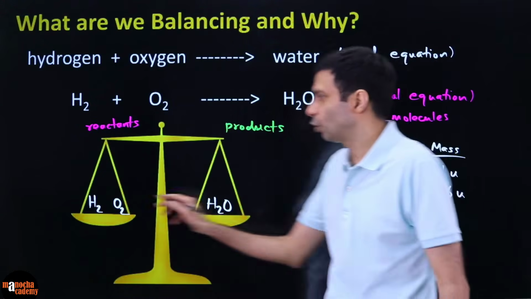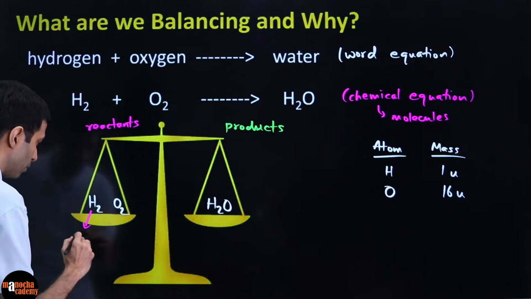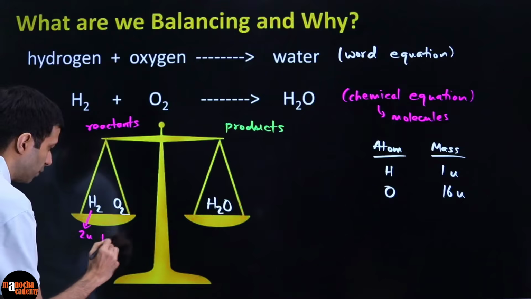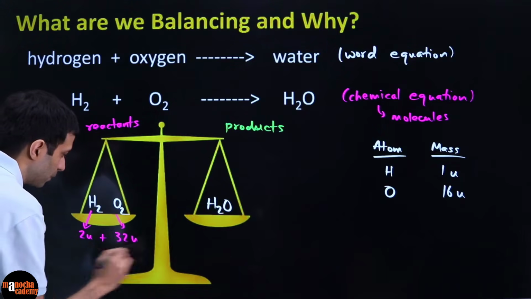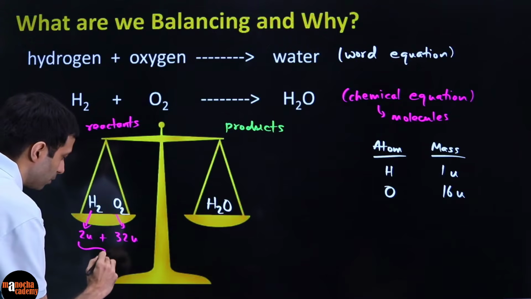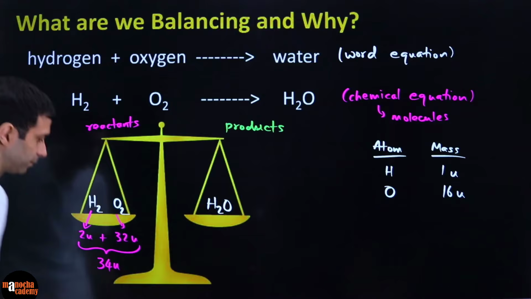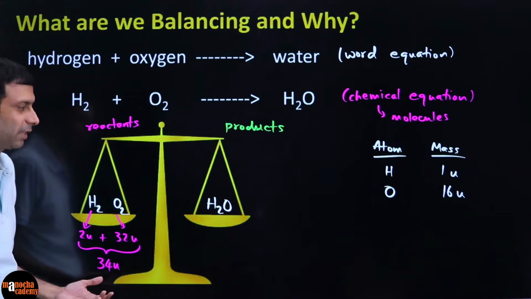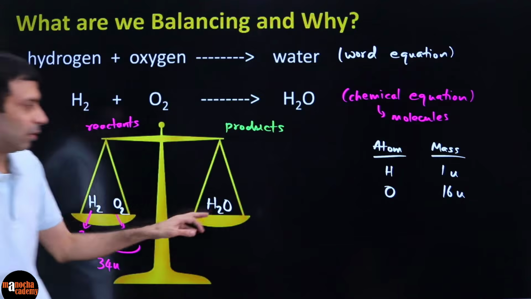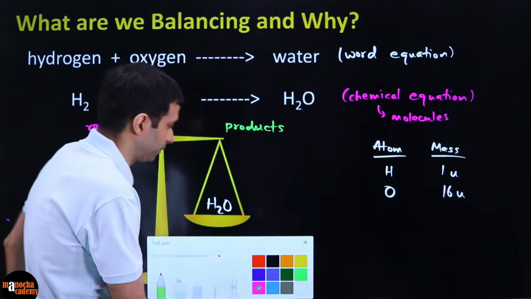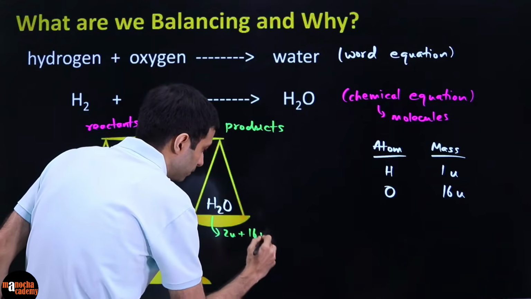Hydrogen is basically 2 times 1. So this is going to be 2U, plus we have 16U times 2, so 32U. So what is the total here? Total is basically 34U or 34 AMU. You guys agree? What do we have on the product side? Water. Water, what will be the mass? This is going to be 2U plus 16U.